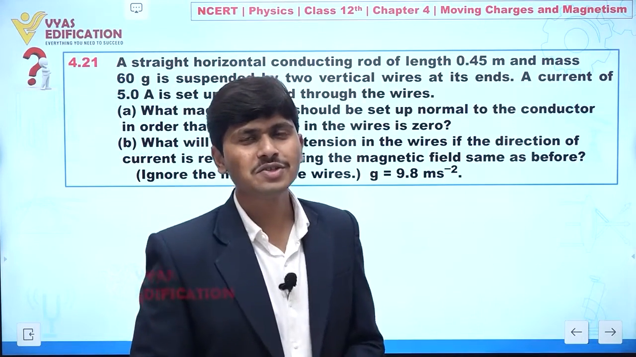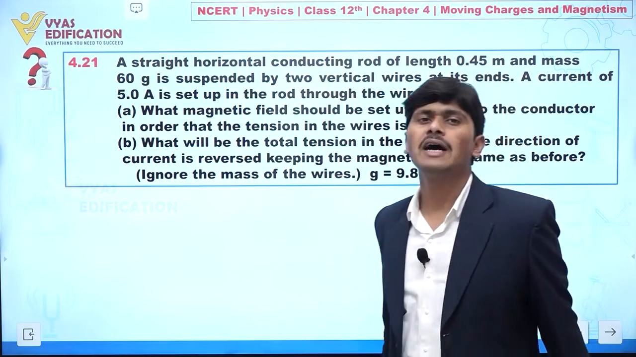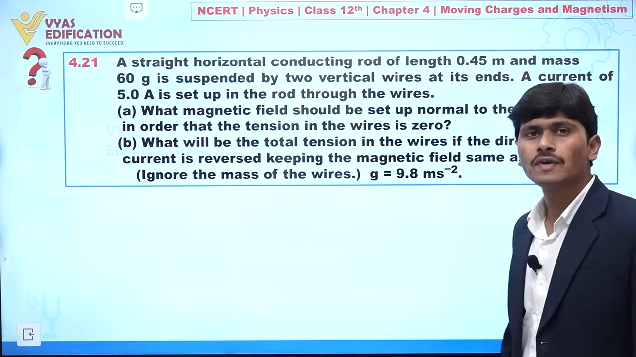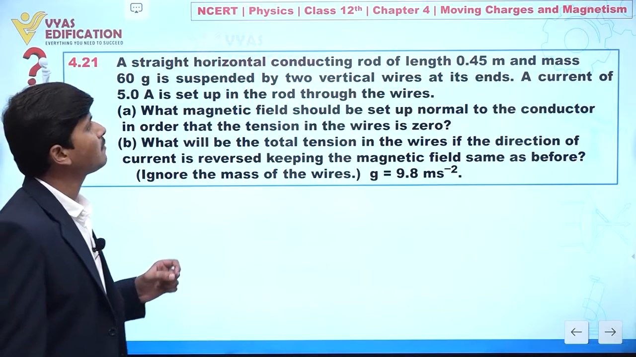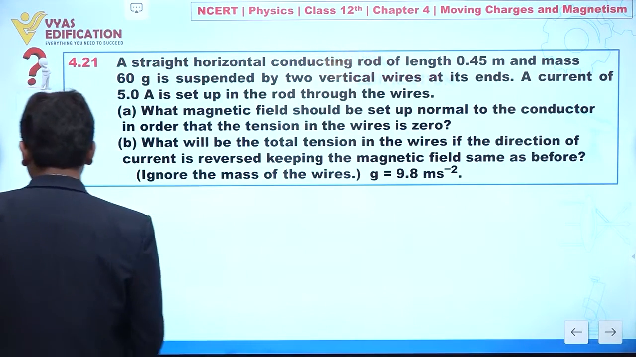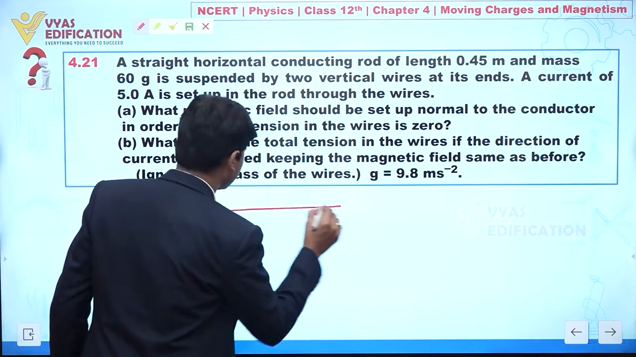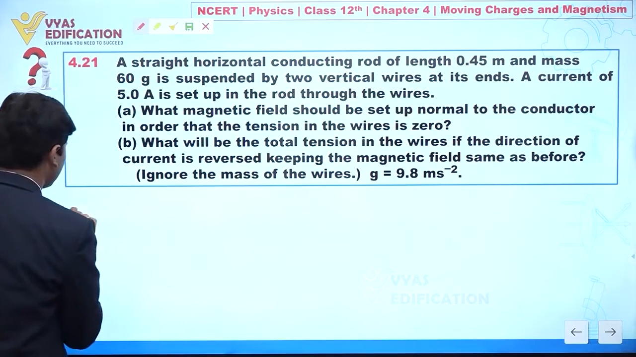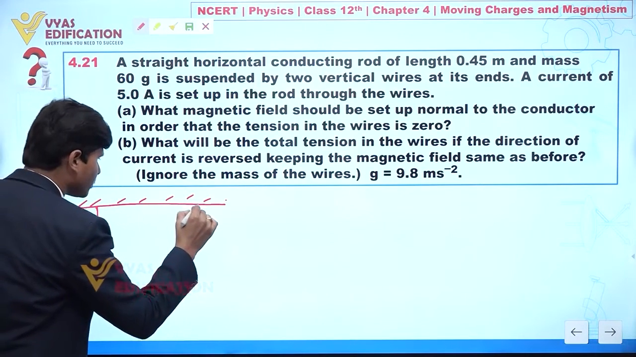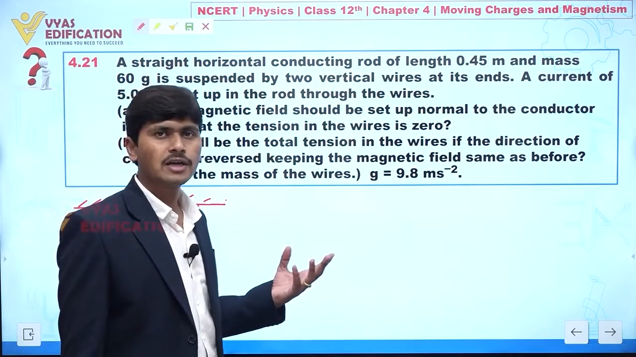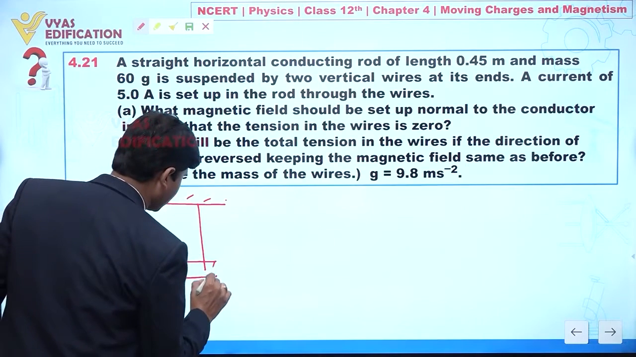Now dear students, we are going to solve question number 4.21, and in this question it is given that a straight horizontal conducting rod of length 0.45 meter and mass 60 gram is suspended by two vertical wires at its end. Clear? So now listen carefully. Let's suppose here we have a fixed end. Now let's suppose I am connecting two vertical wires here, and let's suppose this is a rod.